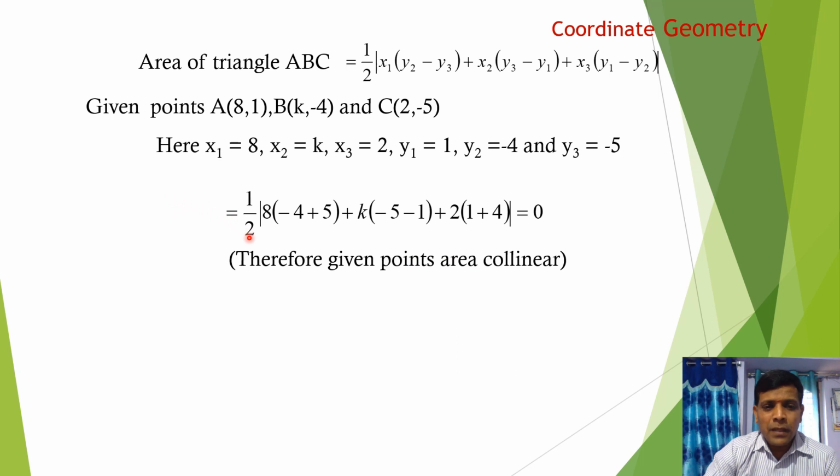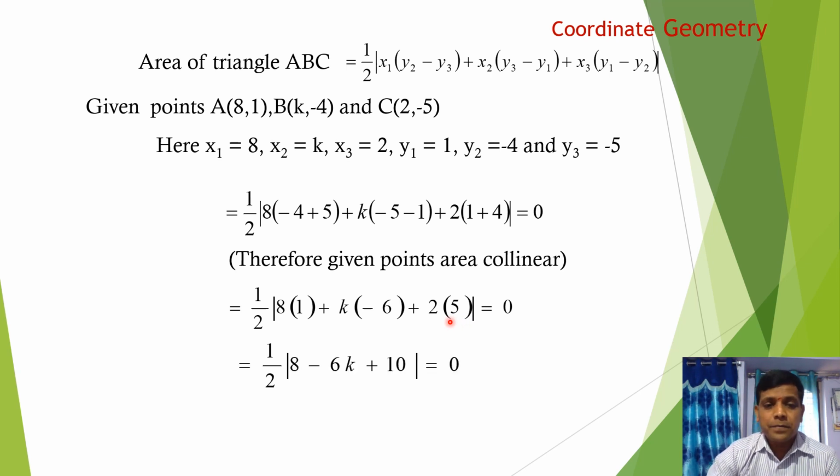Half into 8 into (minus 4 plus 5). These two have different signs, so subtraction is possible: 5 minus 4 we get 1. 8 into 1 plus k into (minus 5 minus 1) we get minus 6. k into minus 6 plus 2 into (1 plus 4) we get 5. So write down the next step: half into 8 into 1 plus k into minus 6 plus 2 into 5.